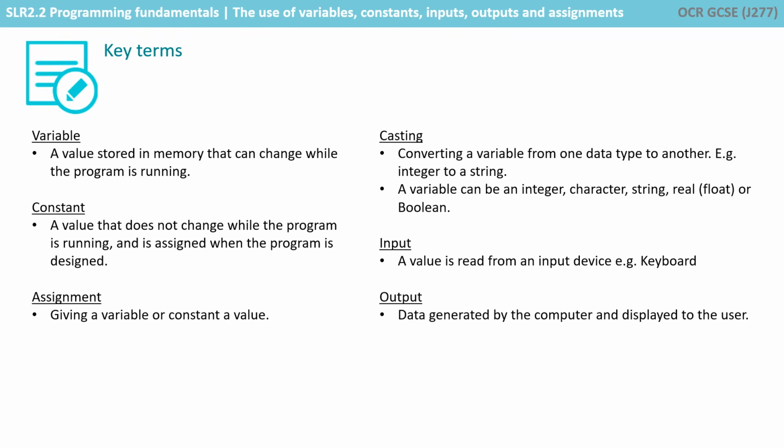So let's just recap some of those key terms. A variable is a value stored in memory that can change while the program is running, whereas a constant is a value that does not change while the program is running and is assigned when the program is designed or written. Assignment simply means giving or supplying a variable or constant a value. And casting is when we convert a variable from one data type to another, for example from an integer to a string. Input is a value that is being read from an input device, typically a keyboard, but it doesn't have to be. And output is data generated by the computer and displayed to the user in some form.